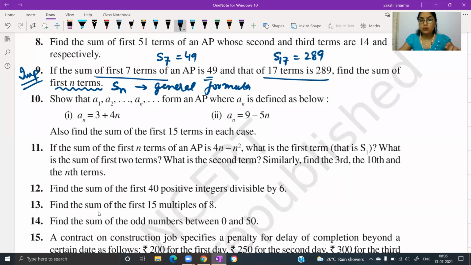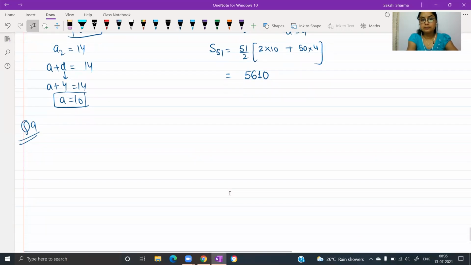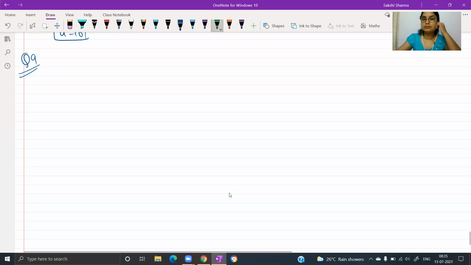Anyone? Can anyone tell me how do we proceed? Please raise your hands. We are given S7 as 49 and S17 as 289. Nothing else is given. What we can do is we can directly apply the formula for these. Just proceed. We cannot say what A is, what D is. We can definitely apply the formula for Sn. In both the values, just apply your formula for Sn, the default formula.